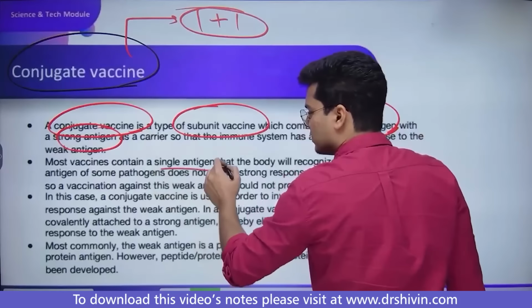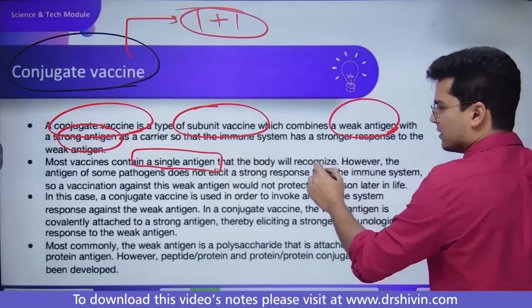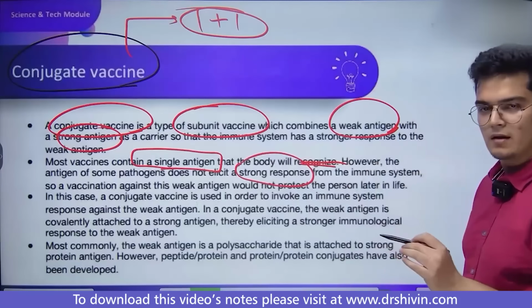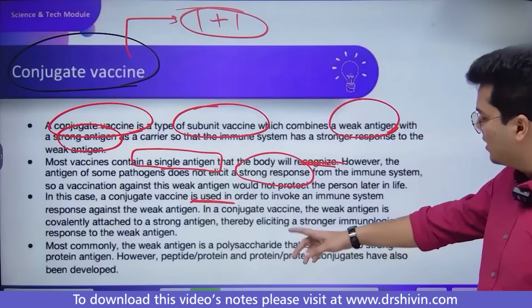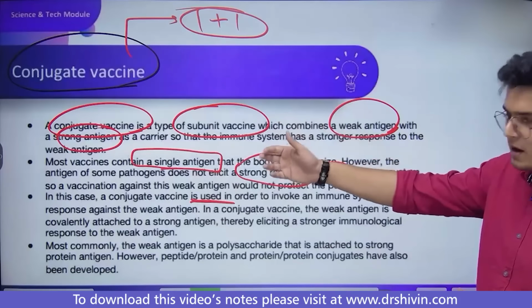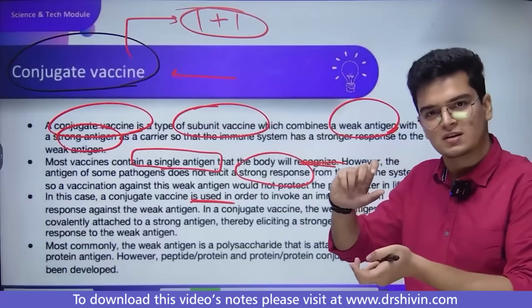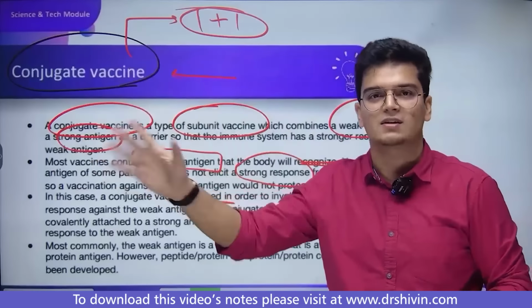Now most vaccines contain a single antigen that the body will recognize. But some antigens do not elicit a strong response. So in this case, a conjugate vaccine is used in order to invoke an immune system response against the weak antigen. Here I am combining the strong and the weak antigen as a conjugate, so that my body gets confused. It does not recognize which is the weak one and which is the strong one. It starts thinking that both are the strong one, and it starts generating immunity and memory.